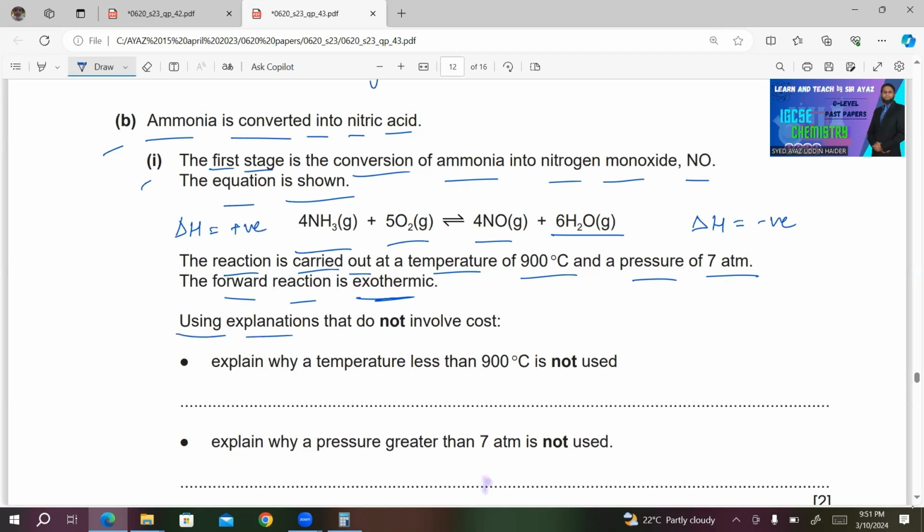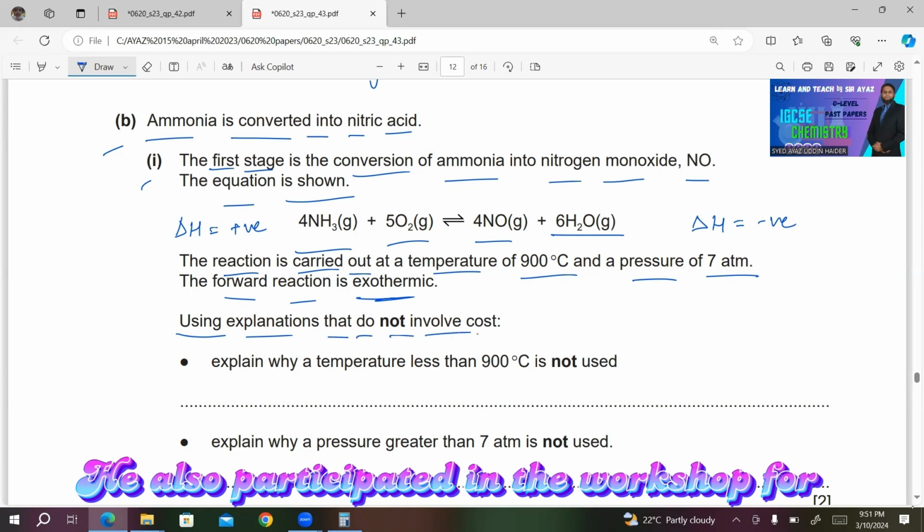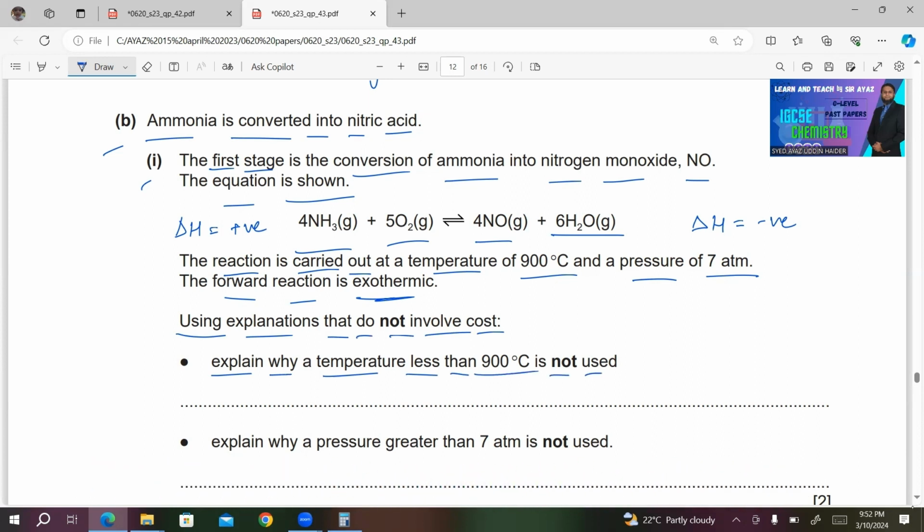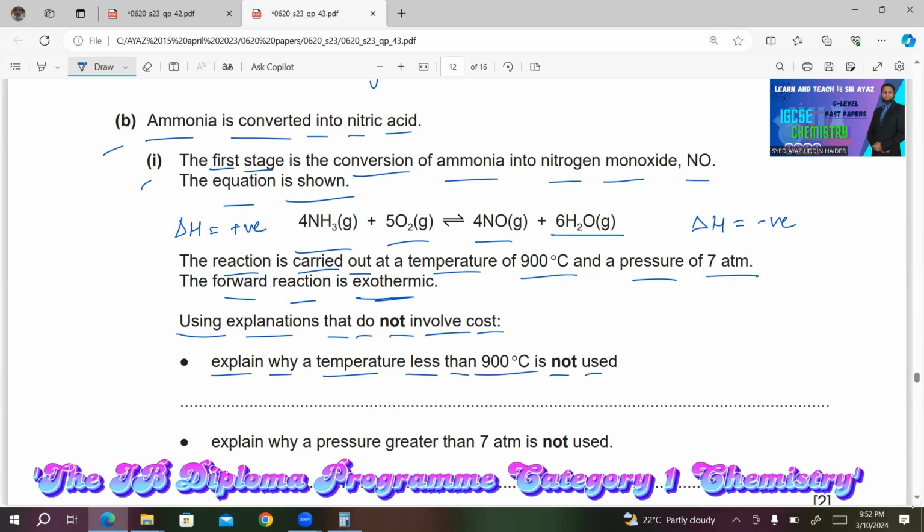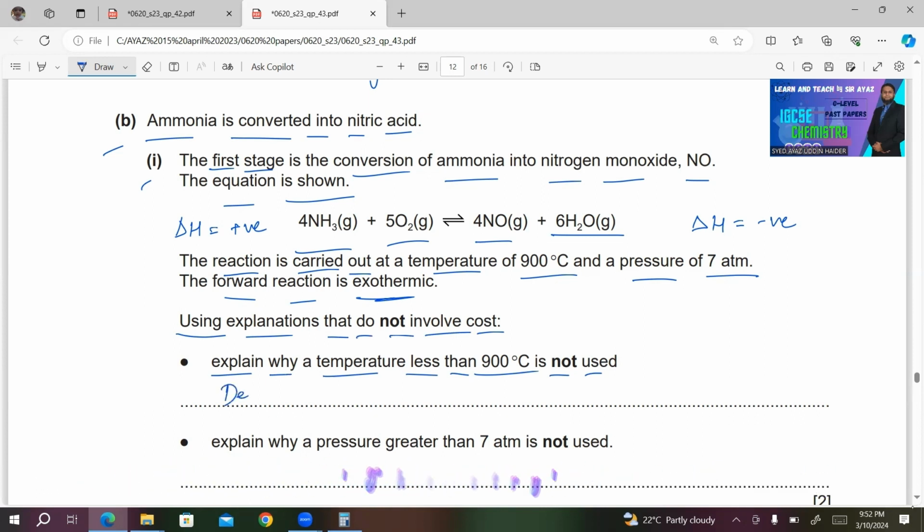Using explanations that do not involve cost, explain why a temperature less than 900 degrees centigrade is not used. It will decrease the rate of reaction.